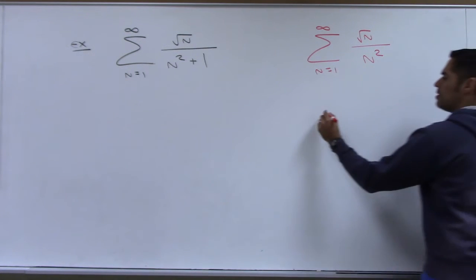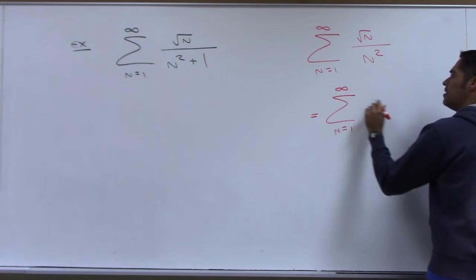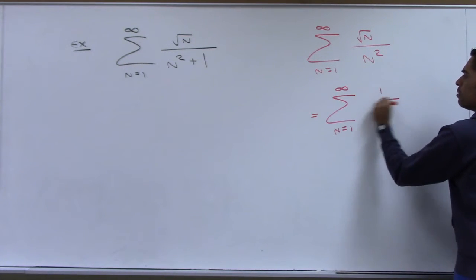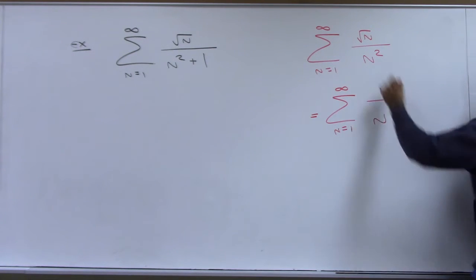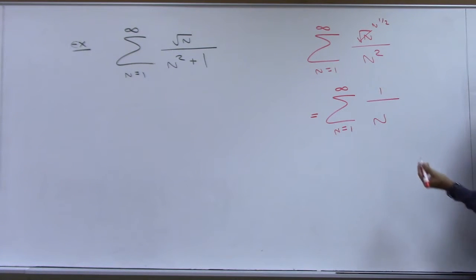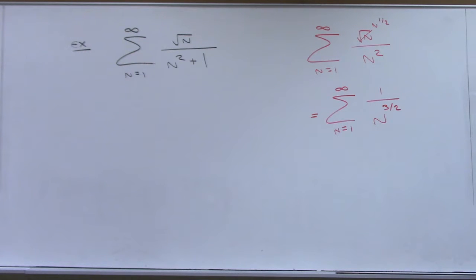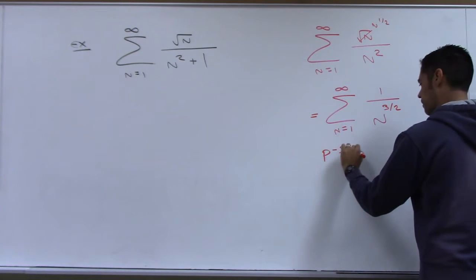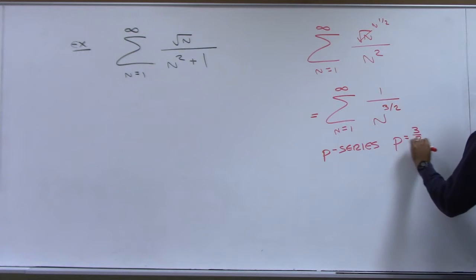So what is this? It's a p-series. It's 1 over n to what power? This is n to the half, and then you take away 2, that's negative 3/2. So this is positive 3/2 down here, right? So this is a p-series. P-series greater than 1 converges.